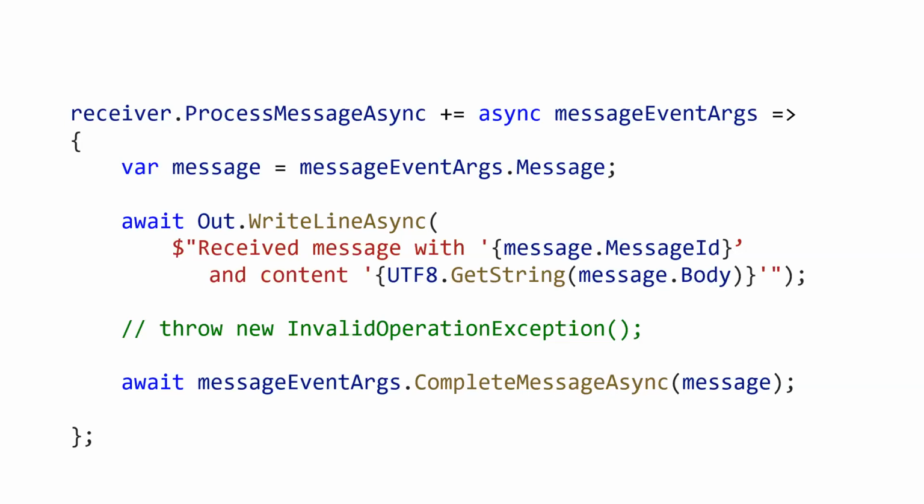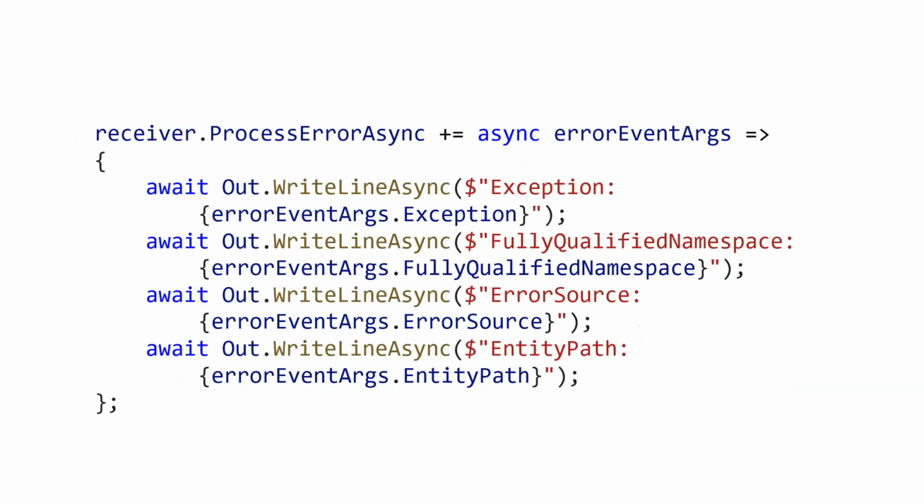You see there the comment throw new invalid operation exception. If there is an exception within this method, we would never reach complete message async, right? And then what would happen is the message would automatically reappear and be handled again by the process message async method. Even if you set it to autocomplete, which means you don't have to write the last line, await complete message async, if there is an exception, the message will just be retried for you.